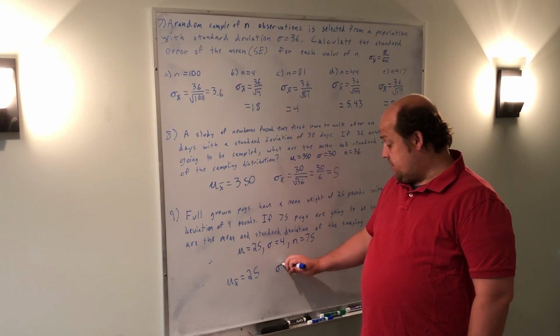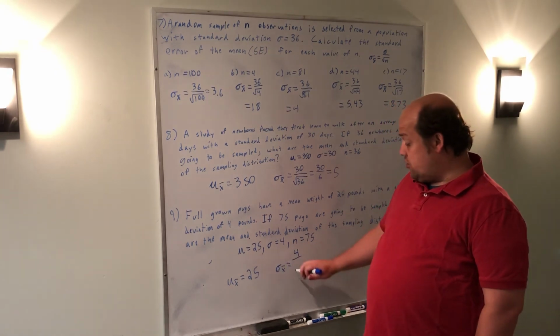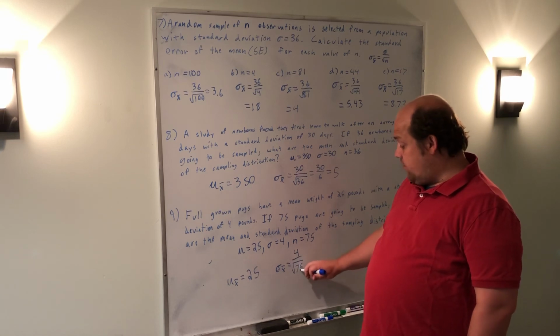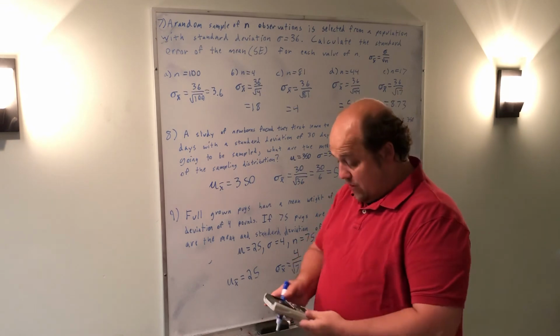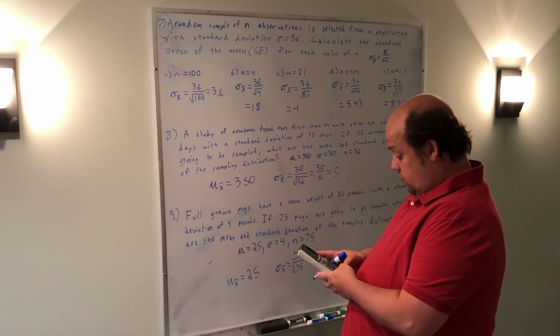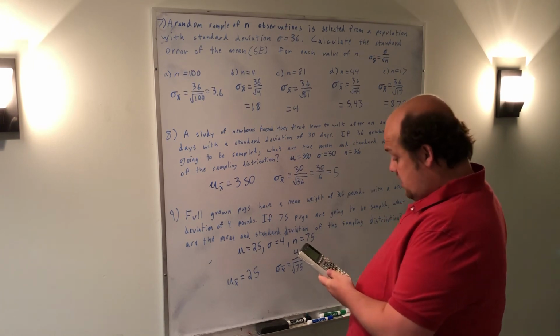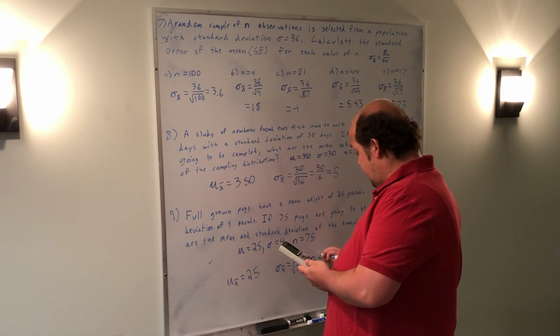For sigma sub x bar, here I should be taking the 4 that was the standard deviation originally and dividing it by the root of n, in this case the root of 75. Again, that's not a perfect square, so I'm going to need my calculator to do it for me. 4 divided by the root of 75 gives me 0.4618. I'm going to call it 0.46.